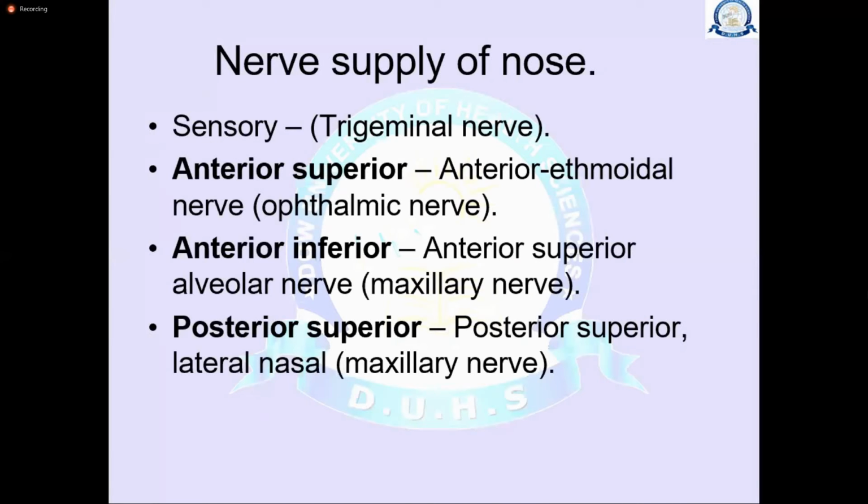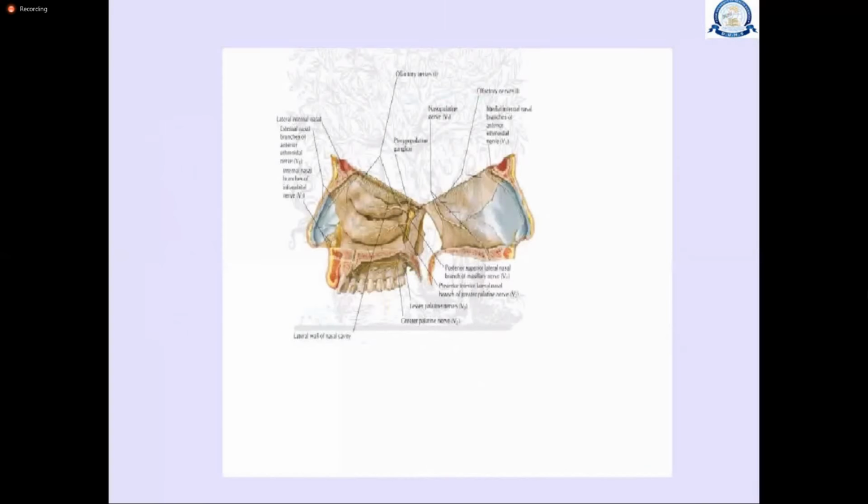Okay, now coming to the nerve supply of the nose. The nerve supply of the nose can be divided as follows: if you draw an imaginary line from the anterior nasal spine towards the sphenoethmoidal recess, that is an angular line. It goes obliquely from the anterior inferior aspect to the posterior superior part.